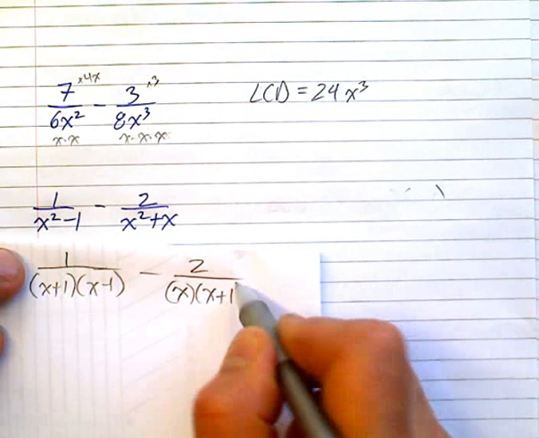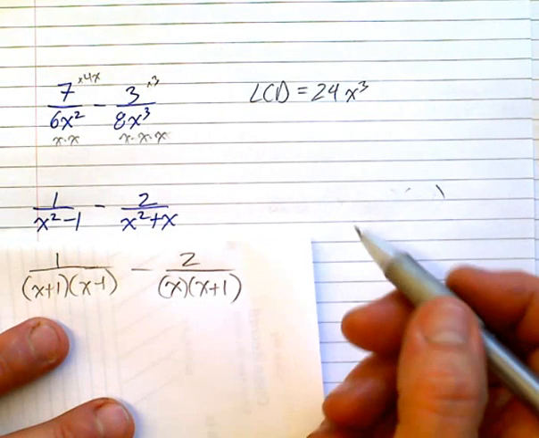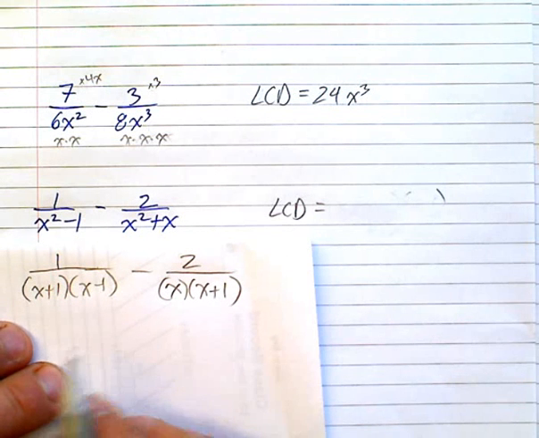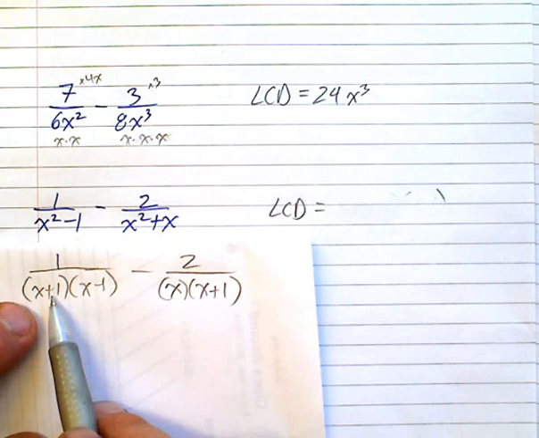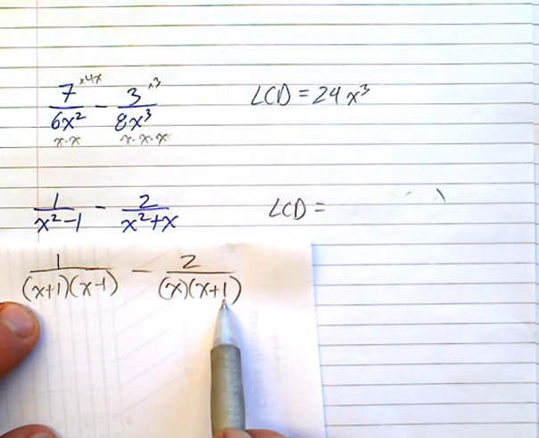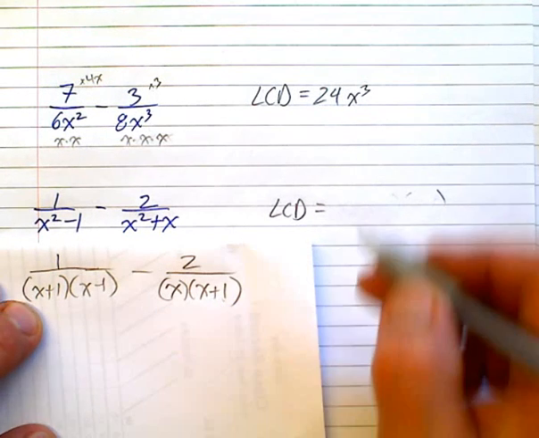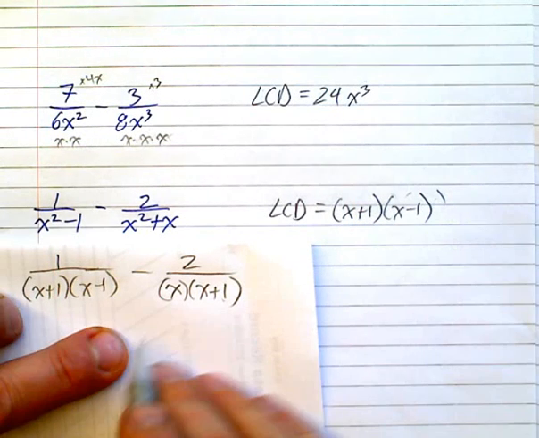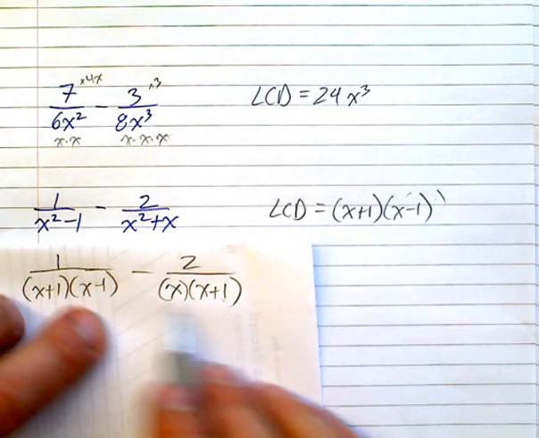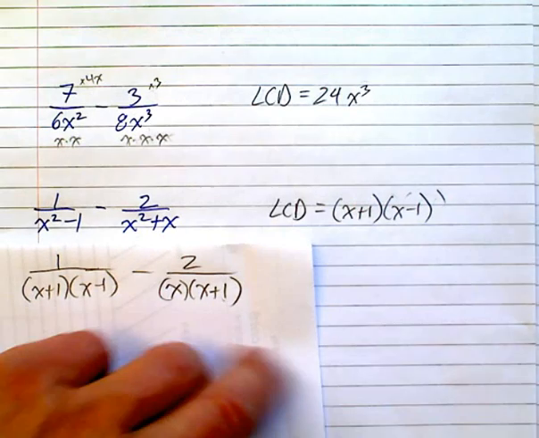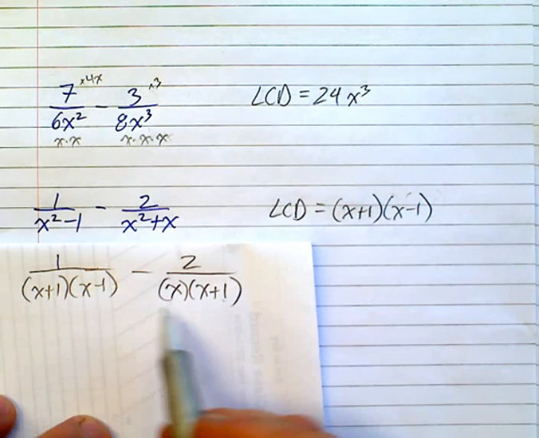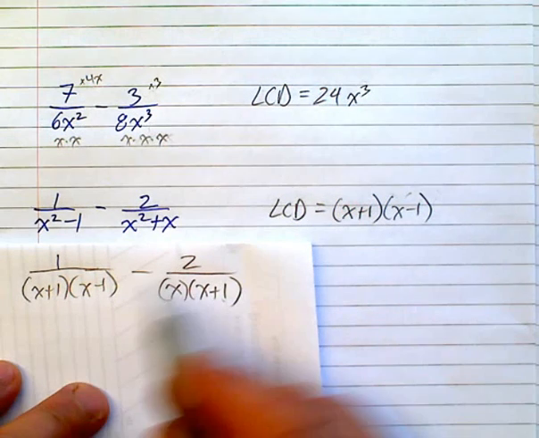And now let's look for our LCD. Well, it's got to include everything from both denominators. So x plus 1. Now I don't need to include it twice because there's only one in each. So if I put 1 x plus 1, I'm good. I can put an x minus 1 because there's one here but there's none here, so I've got to have one. And now, is there anything else that exists in the bottom of these that's not here yet? Hopefully you can notice that it's the x. So I need an x there as well.